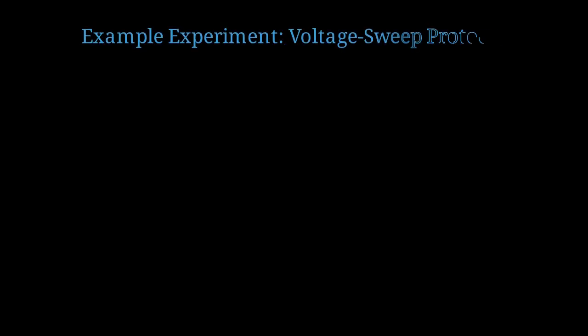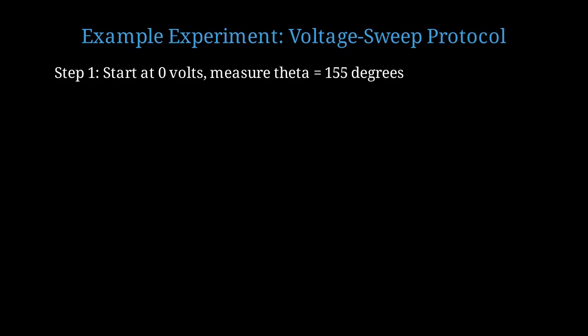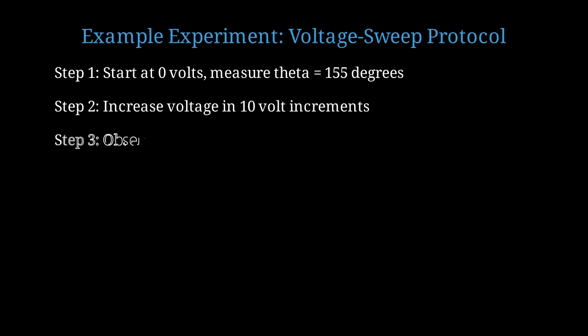Let me describe a typical experiment. You fabricate silicon nanopillars with controlled spacing and height, then coat them with a hydrophobic layer. Step 1. At 0 volts, you measure the contact angle. It should be around 155 degrees in the Cassie state with high air fraction. Step 2. You increase the voltage in steps of 10 volts, waiting for equilibrium after each step, and measure the contact angle. Step 3. You observe a sharp transition.